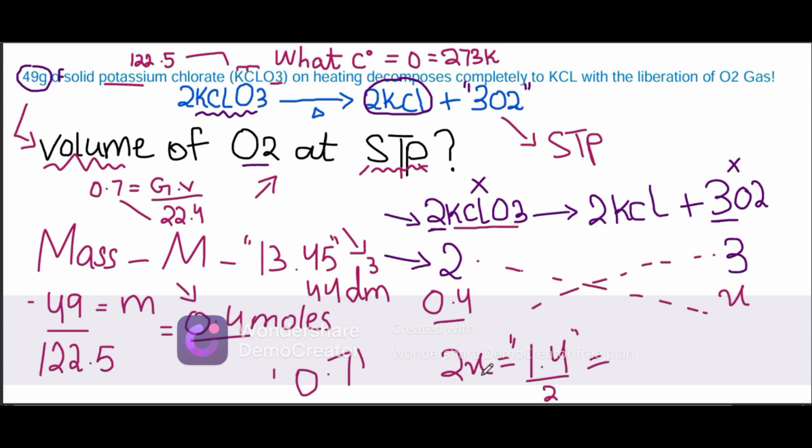2 multiplied by x, I shifted the 2 over, divided that, and had almost 0.67, which rounds off to 0.7. Then I just inserted my value up there, multiplied it by the molar volume, and had my answer.